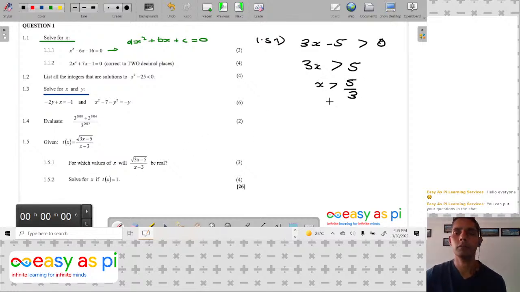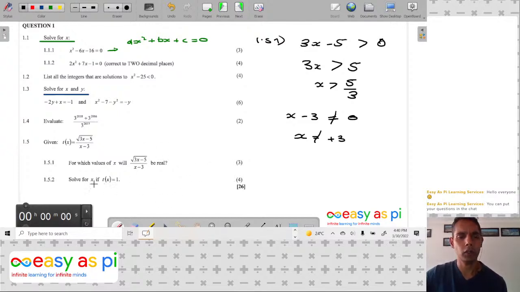But also, another thing is, I know that x minus 3 cannot equal 0, right? Because I can't divide by 0. And so in this case I would then say x cannot equal plus 3. Right, because if I have plus 3 here, that becomes 3 minus 3, which is division by 0. That is your answer for the first question.